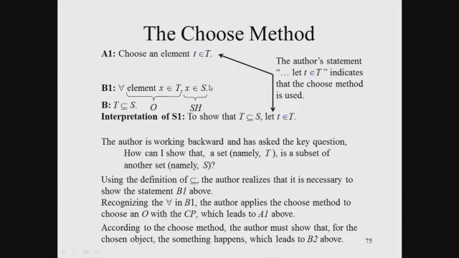Something happens, which means what in this case? X is an element of S. X is an element of S, but you have to do it for your chosen object. T is an element of S. That becomes your new statement in the backward process.